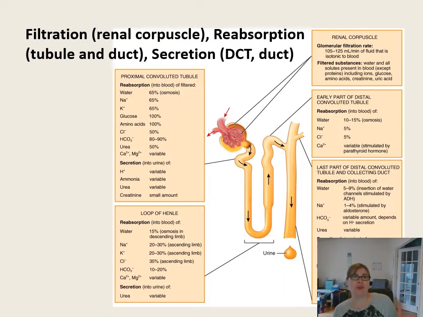So proximal convoluted tubule, we're going to reabsorb water, sodium, potassium, all of the glucose, all of the amino acids. Looking down the list, we're also going to do a little bit of secretion, but most of our secretion happens further along. Loop of Henle has our reabsorption rate, the percentage of reabsorption in these different spots. Our renal corpuscle, we already discussed. So renal corpuscle first, then proximal convoluted tubule and loop of Henle. And then the distal convoluted tubule is where our reabsorption happens, which I already mentioned.